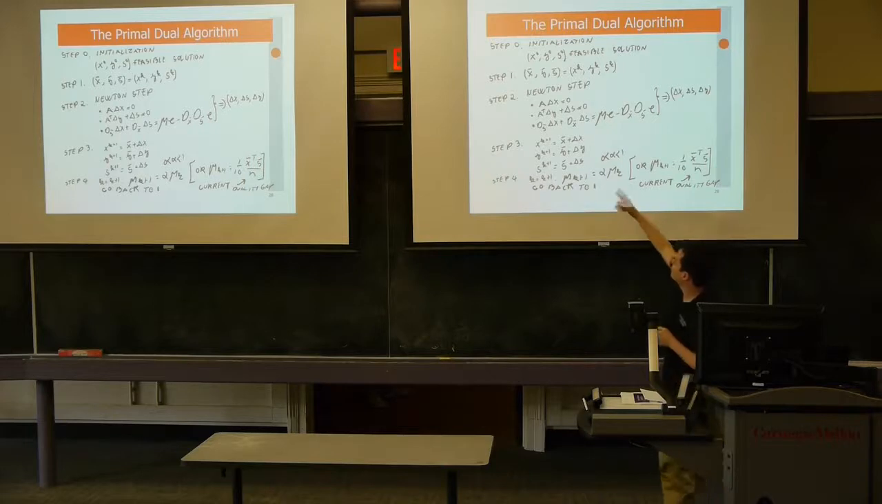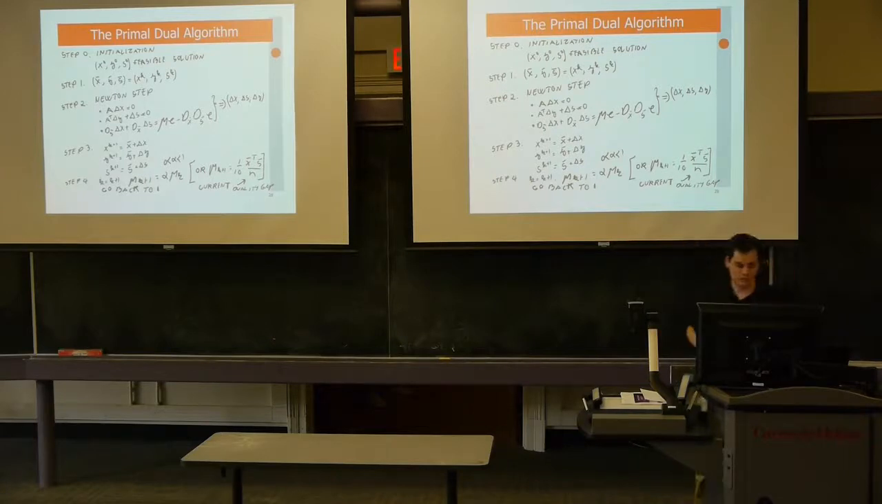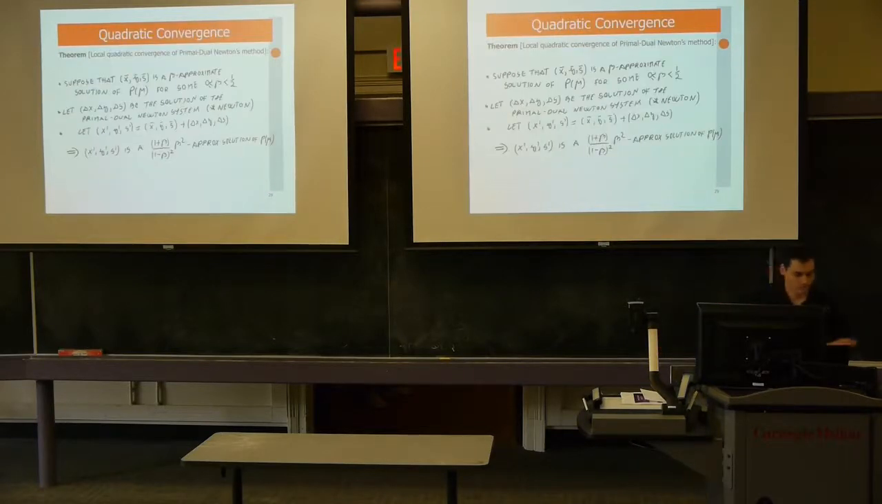And after this, you decrease this barrier parameter mu with some parameter alpha. So mu_{k+1} will be alpha times mu_k, where alpha is between 0 and 1. So this is the whole algorithm.